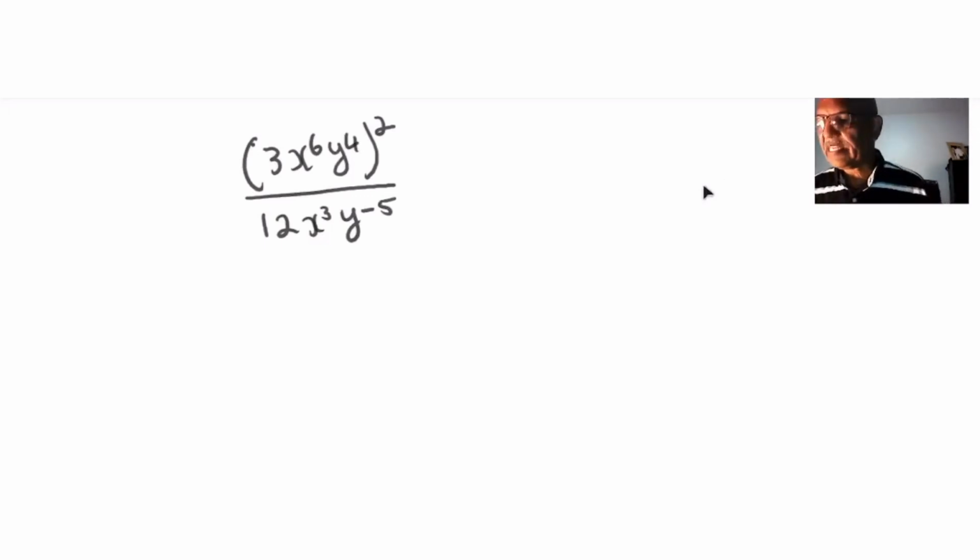Everyone, today our lesson will be simplifying exponents. Simplifying exponents means we have to eliminate the brackets first. In this case, we have 3 squared, which means 9.